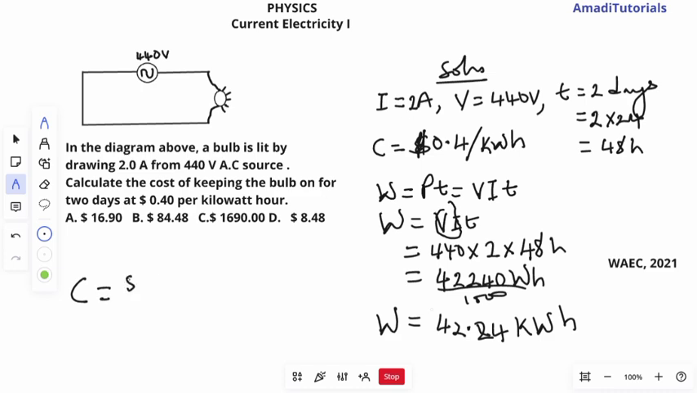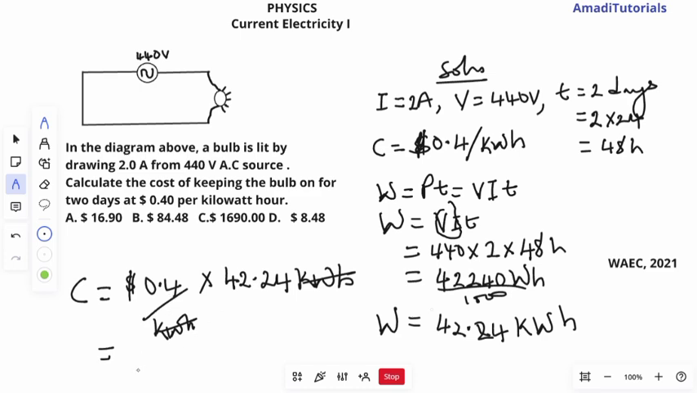Our dollar sign there, 0.4 per kilowatt hour, times the total energy consumption there, which is 42.24 kilowatt hour. Then kilowatt hour cancels kilowatt hour. 0.4 times 42.24 will give you 16.896. So the cost is equals to what?